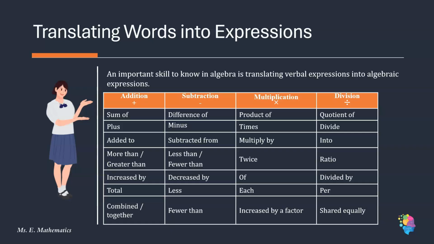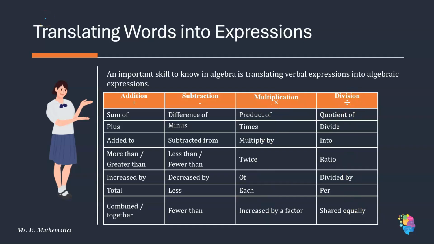So this is only a small list on translating words into expressions. For example, if you see the words sum of, that turns into addition, and so do all of these words. One that you have to be careful with is the word than, such as more than or greater than. Every time you see the word than, we're going to have to flip that expression. And I'll show you what I mean in an example. If you see the word difference, that's subtraction. Again, be careful with the word than. Product of, and all of these means multiplication, and quotient of, and all of these means division.